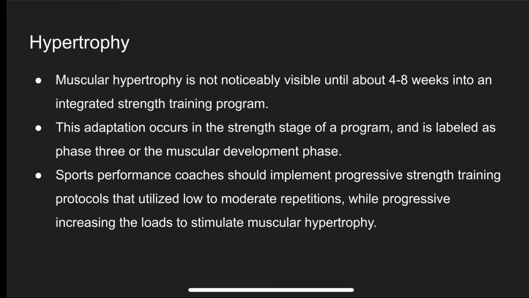Muscular hypertrophy is not noticeably visible until about 4 to 8 weeks into an integrated strength training program. This adaptation occurs in the strength stage of the program and is labeled as Phase 3 or the muscular development phase. Sports performance coaches should implement progressive strength training protocols that utilize low to moderate repetitions while progressively increasing the loads to stimulate muscular hypertrophy.